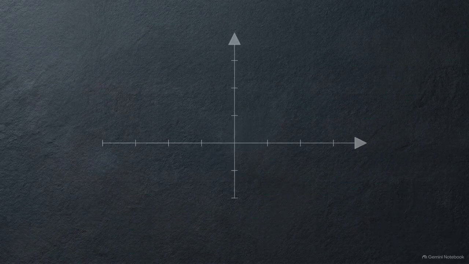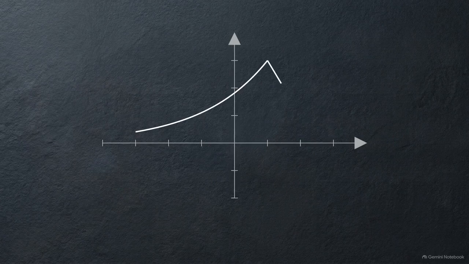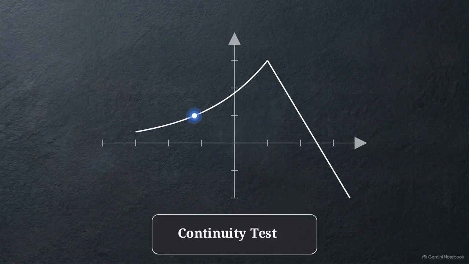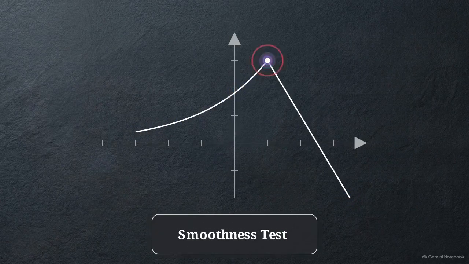This graph shows a continuous curve that travels smoothly for a time, but then forms a distinct V-shaped point. If we subject this to the continuity test by tracing the path from left to right, the line remains unbroken. The tracing point navigates the entire shape without leaving the paper, so it passes the continuity constraint. But when we apply the smoothness test and examine the transitions, the tracing point hits the corner and halts.